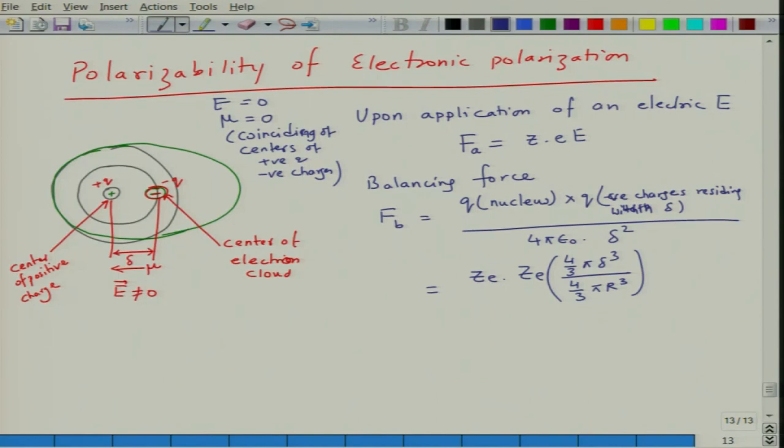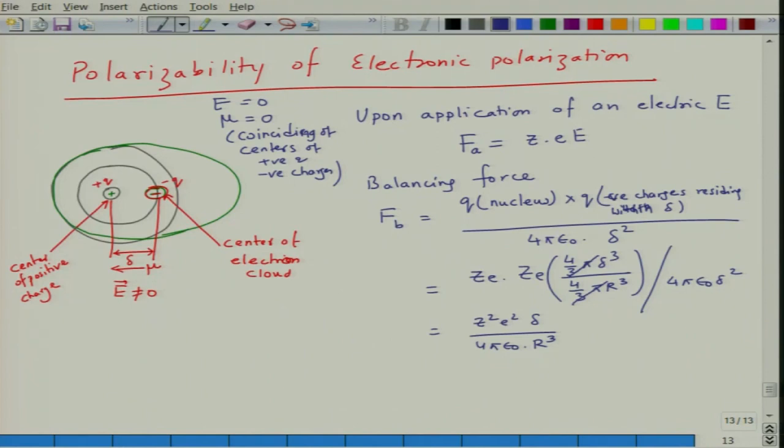So, this is basically equal to Z square E square into small delta, divided by 4 pi epsilon naught delta square. So, if you do the maths, you will have Z square E square, the 4 by 3 pi will cancel each other. You will have delta divided by 4 pi epsilon naught into R cube. This is the expression that we will get.